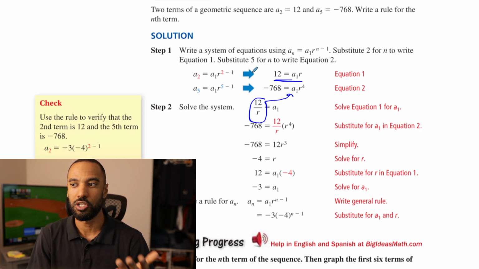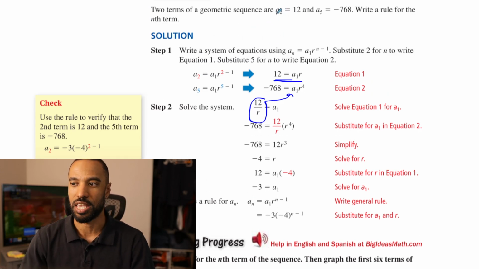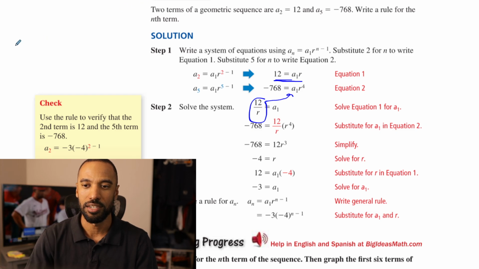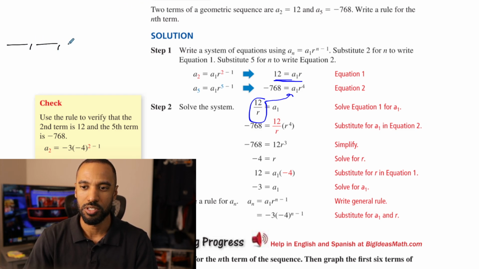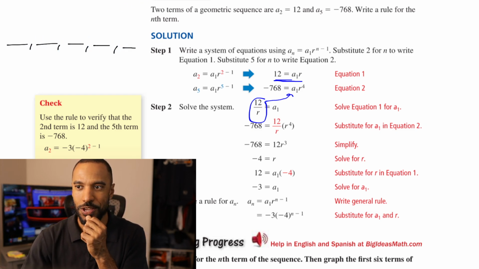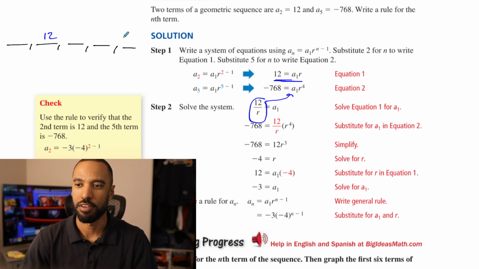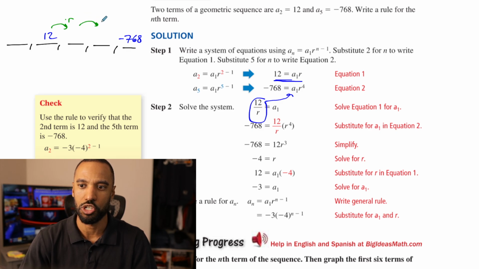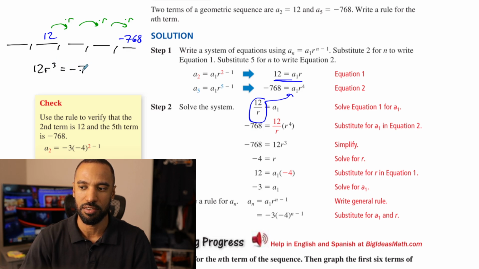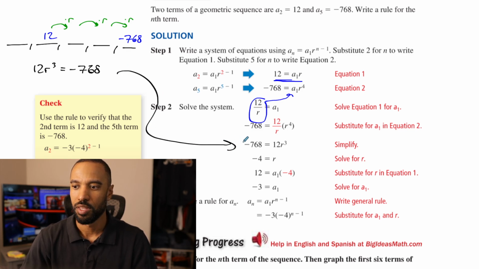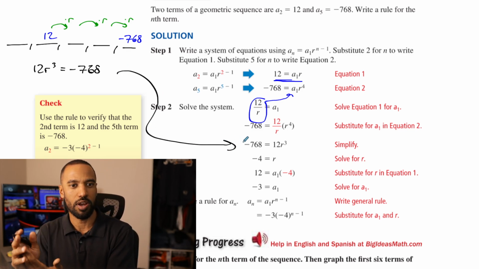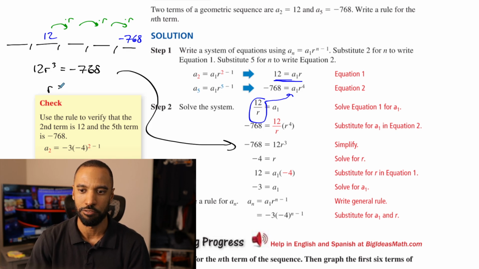Is there more than one way to do this? Yes. Given that this is the second and fifth terms, once again, here's your first term, unknown, second, third, fourth, fifth. Your second term is 12. Your fifth term is negative 768. And I'm multiplying by some common ratio 3 times to get from one to the other. That means our equation can say 12r cubed equals negative 768. Where have I seen that before? Right here. So this is where it comes from, and when you solve for r, we get negative 4.